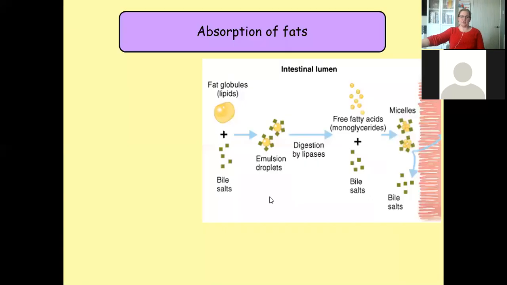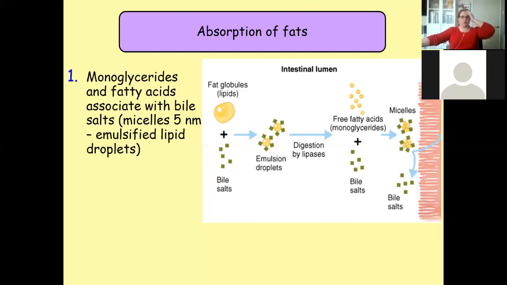Again, here's another image. We have fat globules and lipids, and we have bile salts. Those bile salts will help emulsify those fat globules, digested by lipases. Then we should have fatty acids and bile salts. We form micelles here with the bile salts and the free fatty acids, so that they can be taken to the epithelial cells. Fats can be absorbed via diffusion, and bile salts then get distributed and reused.